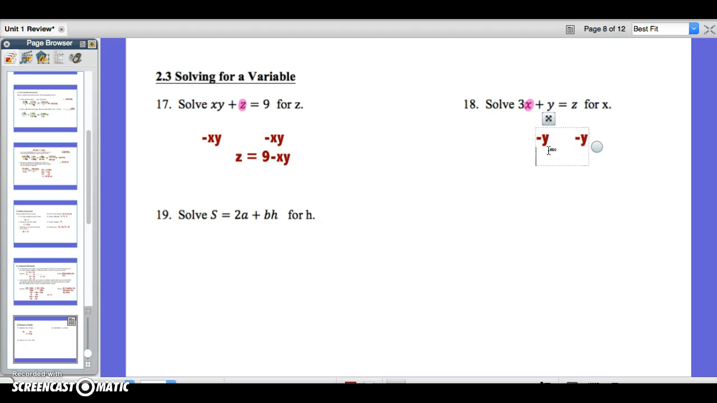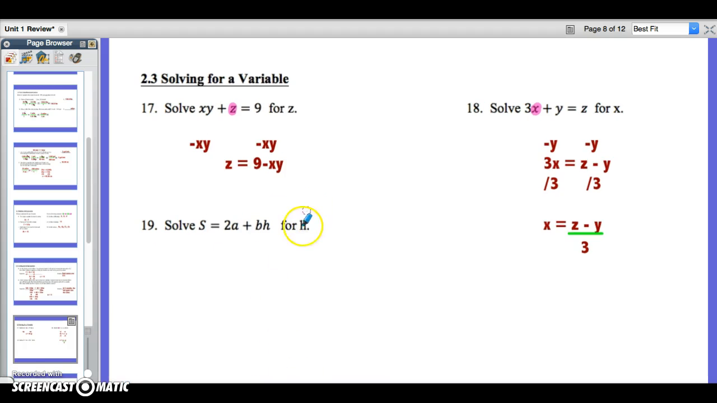When I do that, that leaves me with 3x is equal to, and I can't combine the z and the y because they're different variables, so I'm just going to write z minus y. Last step is divide by 3 on both sides. So divide by 3, and I'm going to write this in a different way because I'm going to get my x by itself. So I'm going to write z minus y, and then I'm just going to use a bar like this, and then I'm going to write the 3 on the bottom. And then I'm just going to leave it like that. I can't simplify anything about this, just leave it. Boom, there's your answer.